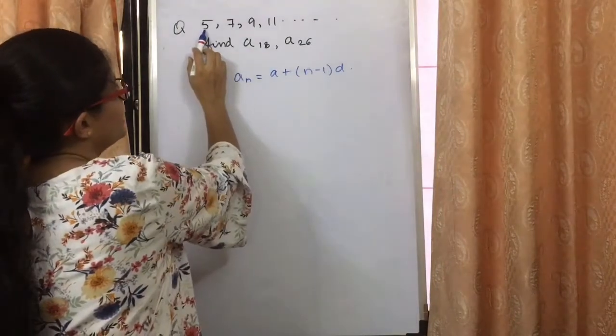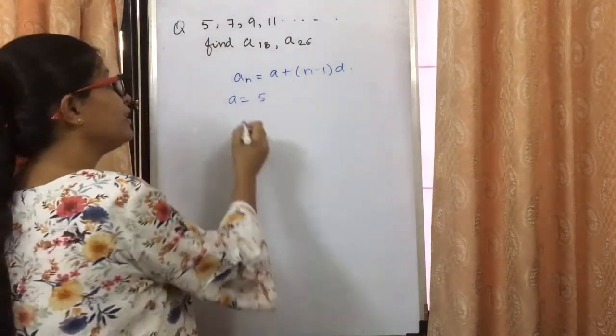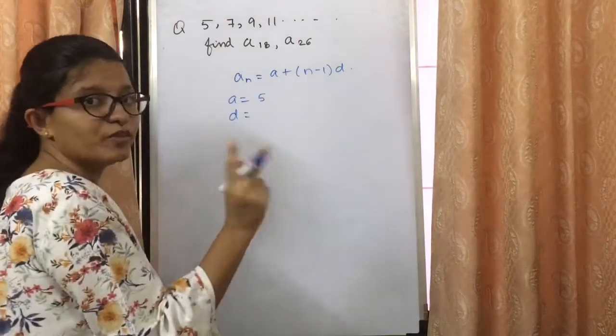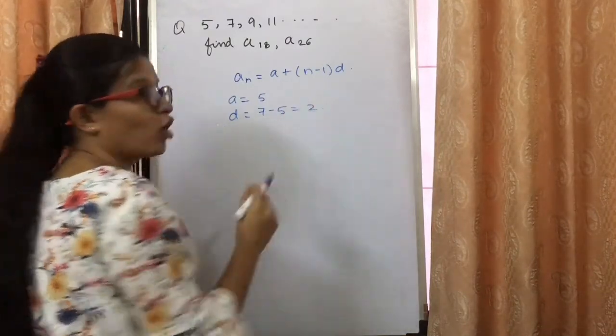Looking at the series, can I tell what my first term is? It is 5. And d is nothing but the common difference between the two numbers. 7 minus 5 will give me 2. So this is my common difference.